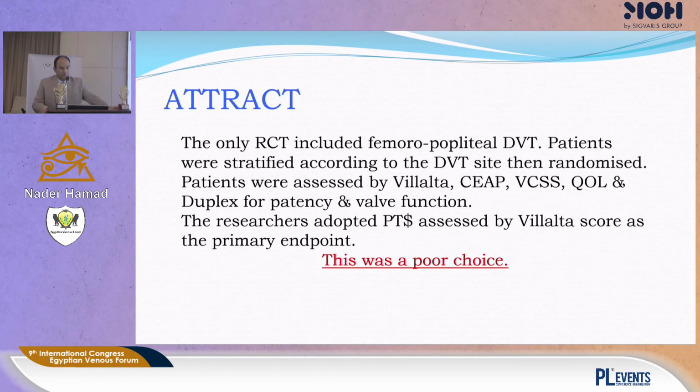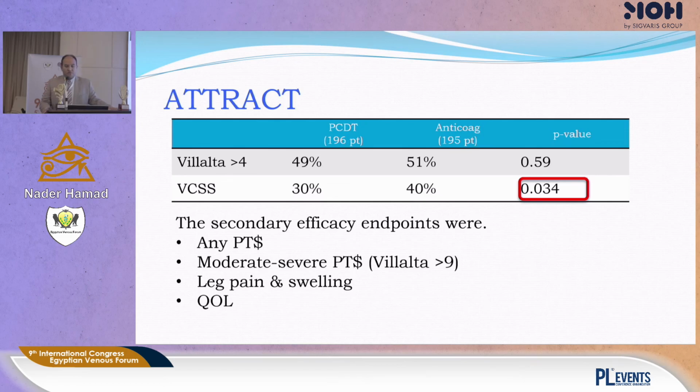So the ATTRACT trial was a very well conducted study and included so many patients, but as Dr. Comerota said himself in his comments, choosing the Villalta score to assess post-thrombotic syndrome was a poor choice. And the reason is that when they assessed the patients with the Villalta score, it didn't show any significant difference between the pharmacomechanical thrombolysis group and the anticoagulation group. But if they assess the patients with the venous clinical severity score, it was in favor of pharmacomechanical thrombolysis.